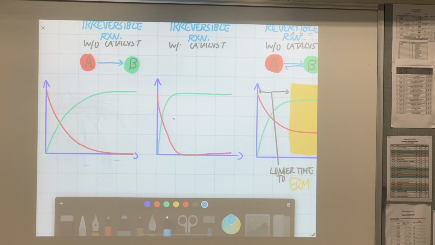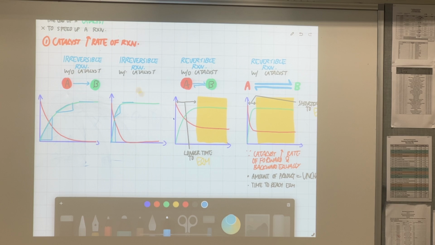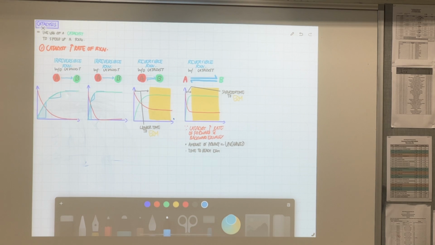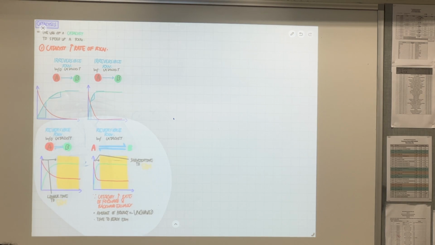Do you remember the gradient? So this is the gradient. This is the gradient. This is the gradient. So you see it becomes zero faster. So the rate falls to zero faster. So that's the difference between irreversible and reversible reaction when it comes to adding or removing a catalyst. So much for just this term. Don't worry, it gets better.